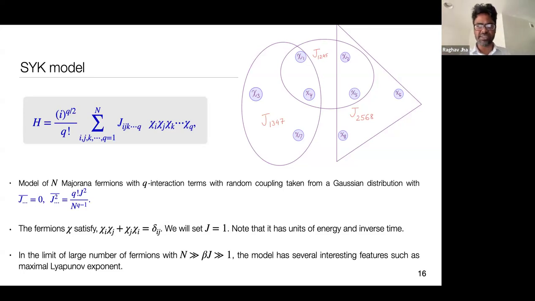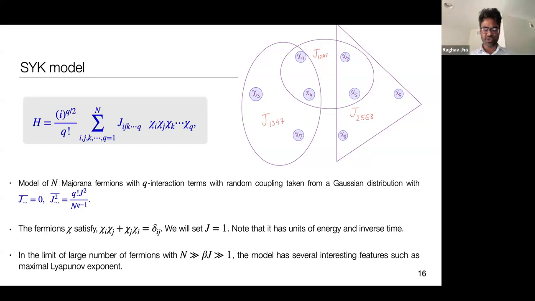So these are just 3 terms in the Hamiltonian. The number of terms in the Hamiltonian with 8 fermions and 4 of them talking at each time is just 8 choose 4, which is equal to 70, binomial of 8, 4. So there are 70 terms in the Hamiltonian. I've just shown 3 of them here. And all of them are talking with some coupling, which is random, and that is labeled by this J. So for example, if 1, 2, 4, 5 are talking, there's a coupling J_1245, and so on. And that coupling is taken from some distribution, which is Gaussian, and it has some mean and some variance.